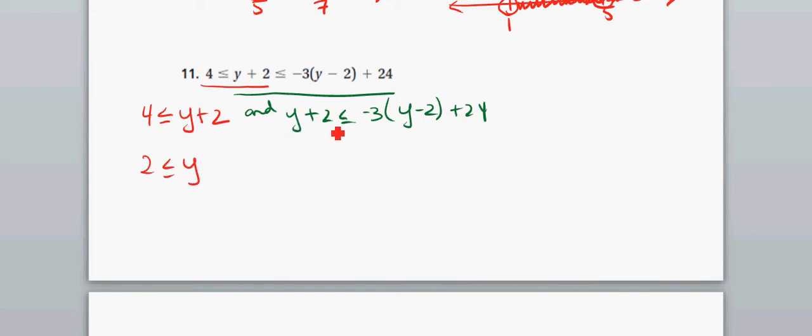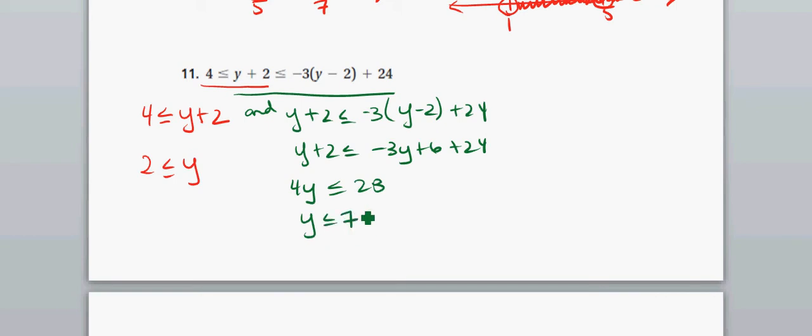And we're going to solve the other inequality. In this case, we're going to distribute the negative 3, so we get y plus 2 is less than or equal to negative 3y plus 6 plus 24. We're going to add the 3y to the other side, getting 4y. We're going to subtract the 2 from 30, the combination of those two. So 4y is less than or equal to 28. Divide by 4, y is less than or equal to 7.